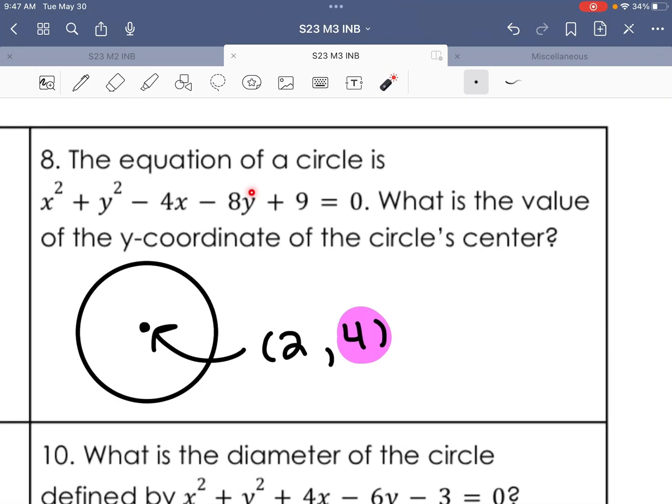Number 8, we're going to graph this, and we have to know what the value of the y-coordinate of the circle center is. Really, they're just asking you to find the center of the circle, which you can do by looking and then guessing and checking, and then tell them what that second part of the coordinate is.